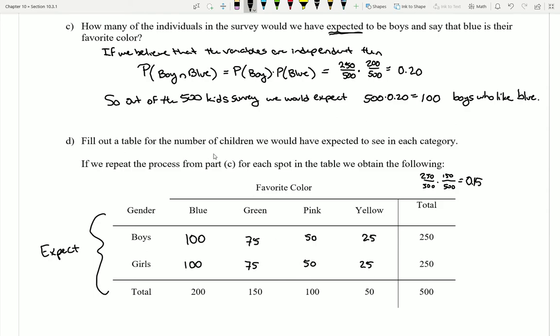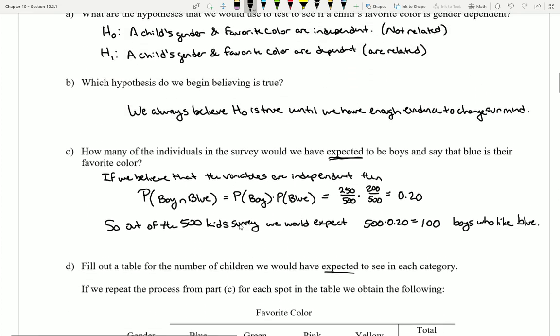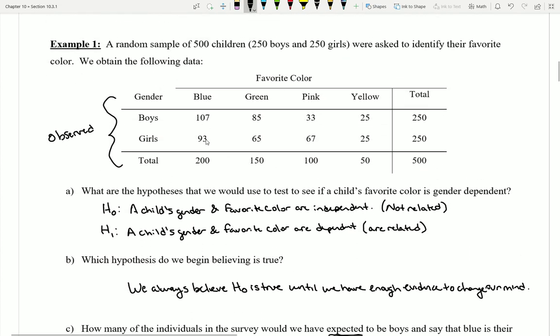So this would be a table for the number of children we would have expected to see in every category. So let's take a look here at what we observed versus what we expected, and see how close we are. All right, so what we thought we were supposed to get: 100 in each of these, 75 for each of the greens, a 50-50 split over here, and a 25-25 split. Wow, so this part is exactly what we would have expected to see. So this makes us feel really good about H0. The other color categories maybe make us feel more or less certain about H0.